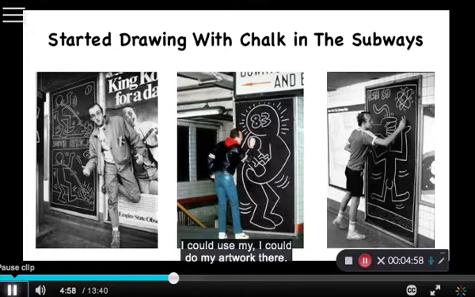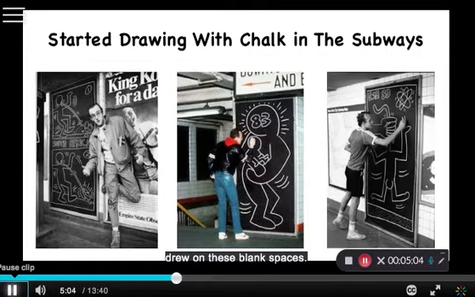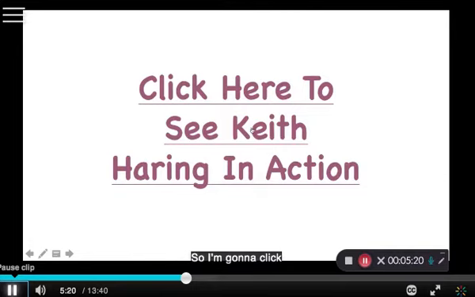So he grabbed a piece of chalk and he drew on these blank spaces. Now, Luella, can you tell me, is it legal to draw in the subway? Yes. Oh, you're allowed to draw wherever you want? I know. Oh, right. Yeah, it's illegal. And he actually got arrested a bunch of times. So I'm going to click here and we're going to take a look at Keith Haring in action.